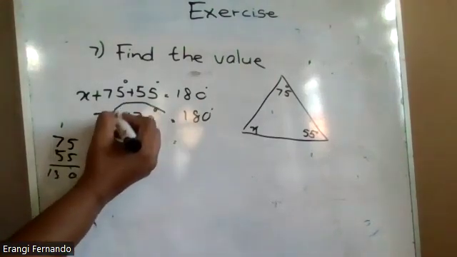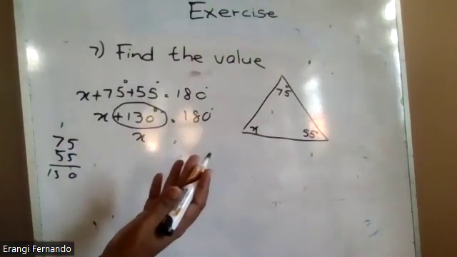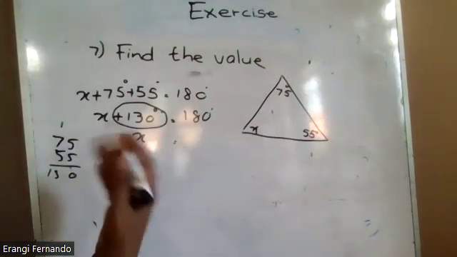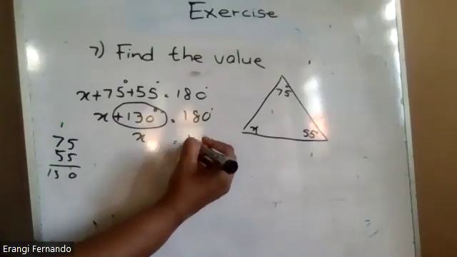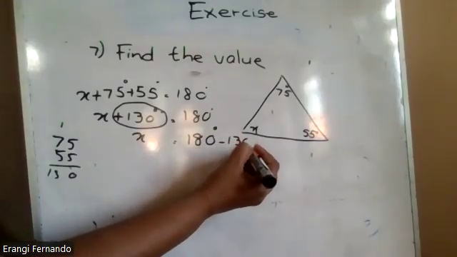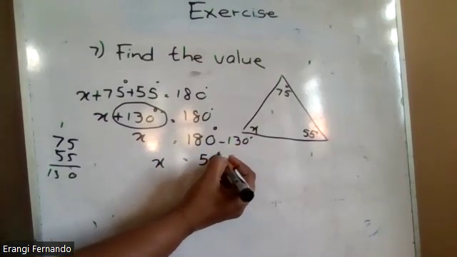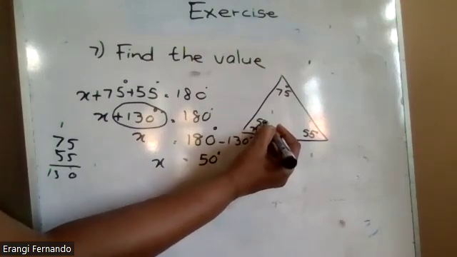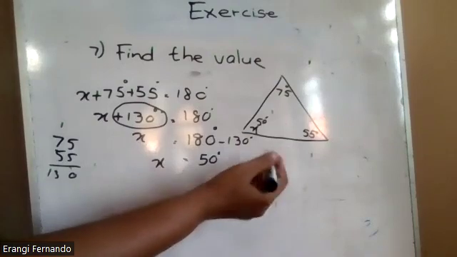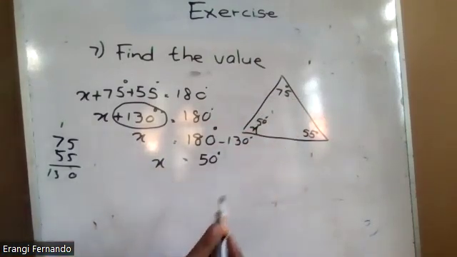You have to bring this plus 130 to the other side. When you take the plus 130 to the other side, it will become minus. So 180 subtract 130. The answer will be x equal 50 degrees. Here the value is 50. The interior angle sum of the triangle is 180, so when you add all these three, the answer should be 180.